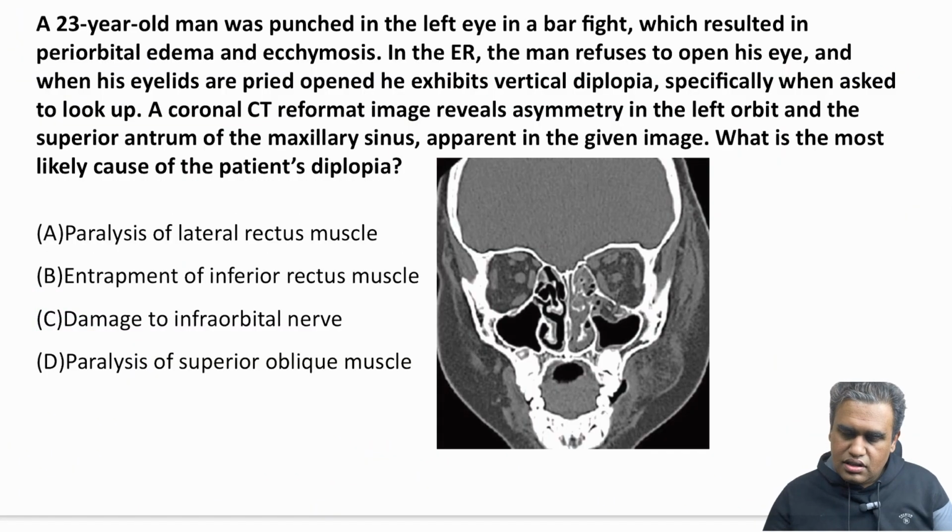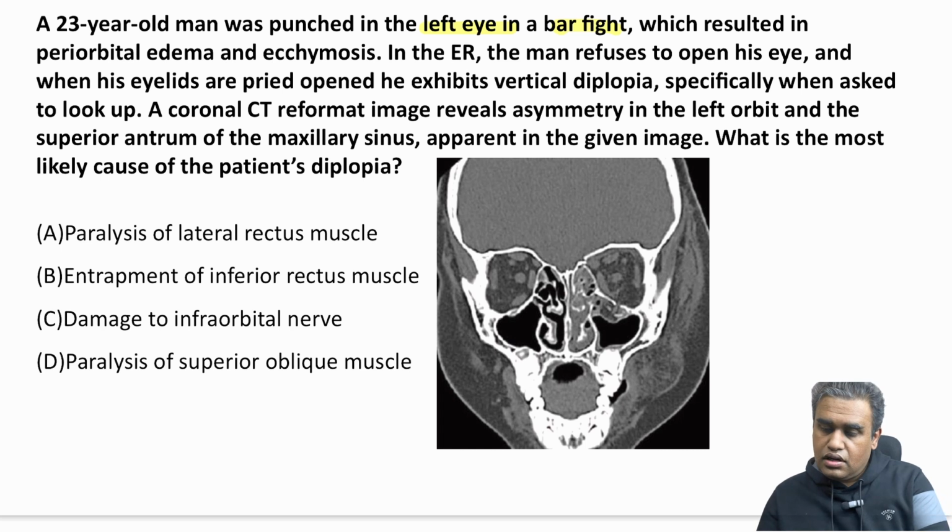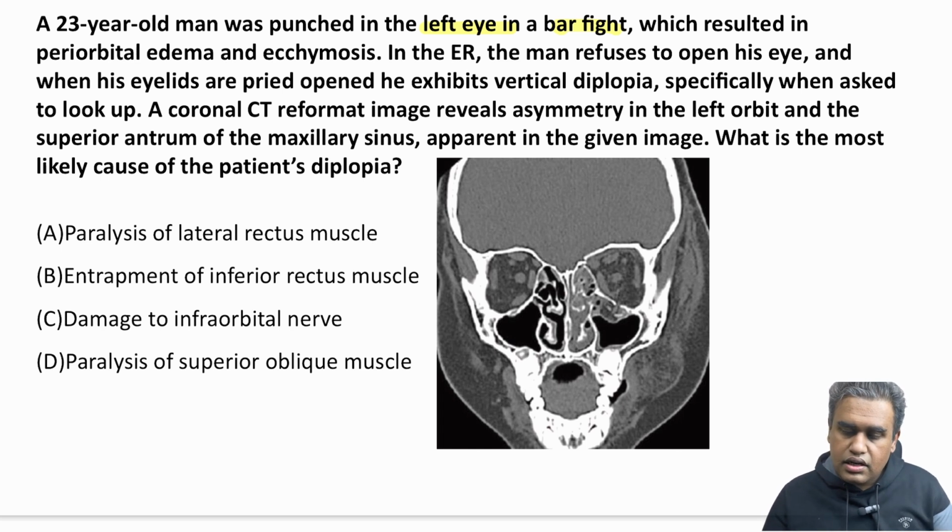So the MCQ says: a 23-year-old man was punched in the left eye in a bar fight, which resulted in periorbital edema and ecchymosis. In the emergency, the man refuses to open his eye, and when his eyelids are pried open, he exhibits a vertical diplopia, specifically when asked to look up. A coronal CT reformat image reveals asymmetry in the left orbit and the superior antrum of the maxillary sinus, apparent in the image. What is the most likely cause of the patient's diplopia?